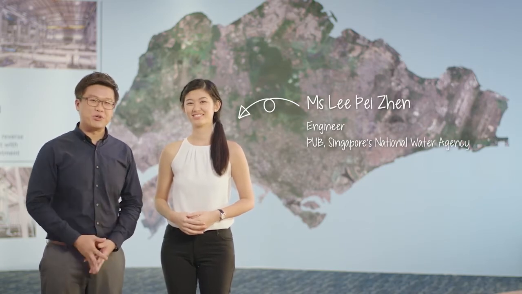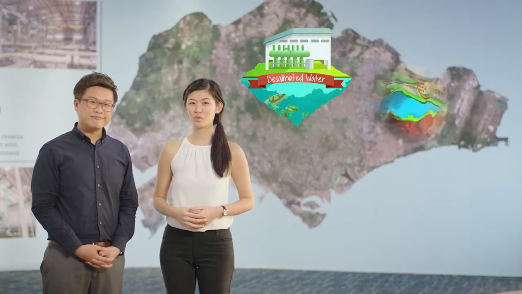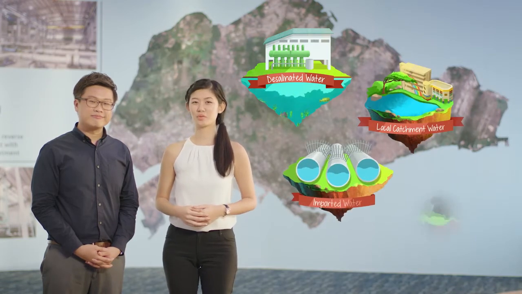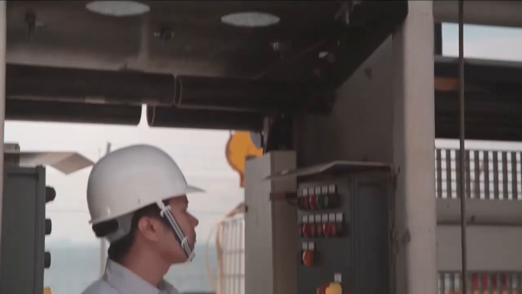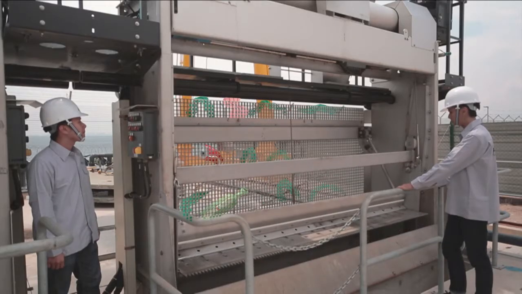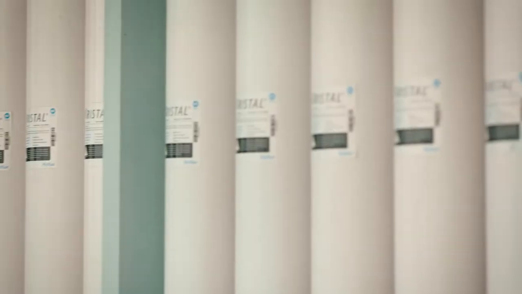I'm here at Tuas Desalination Plant with Miss Lee from PUB. Miss Lee, can you tell us more? Of course. Desalinated water is one of Singapore's 4 national taps, the others being water from local catchment, imported water, and new water. In desalination, seawater entering the plant first passes through screens which remove large impurities.